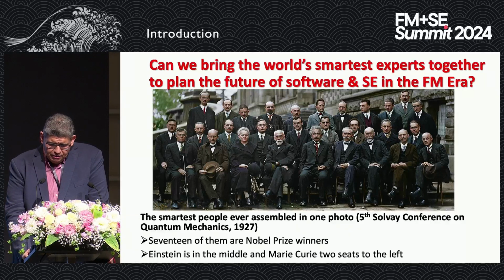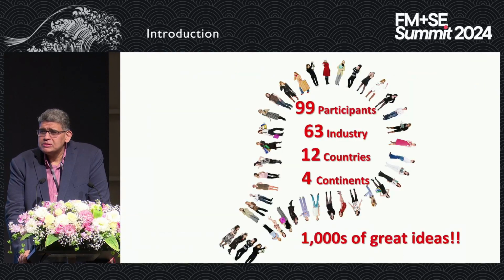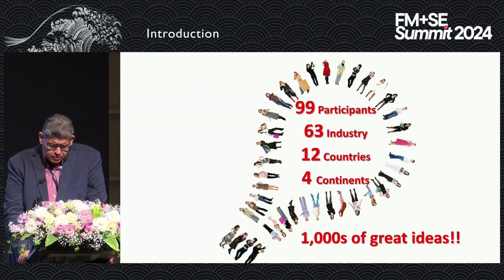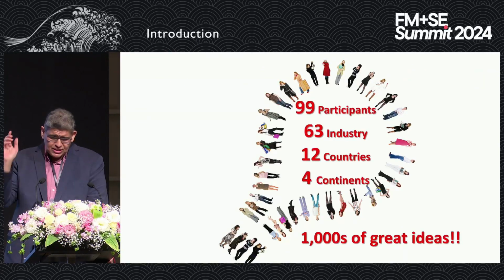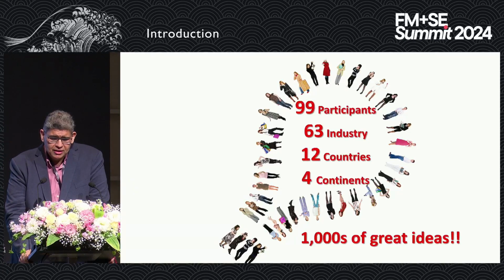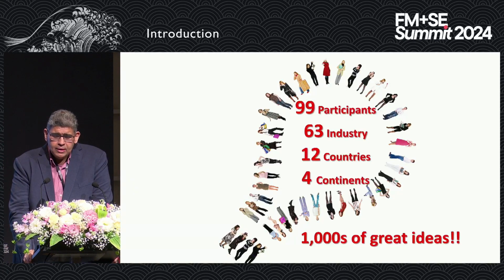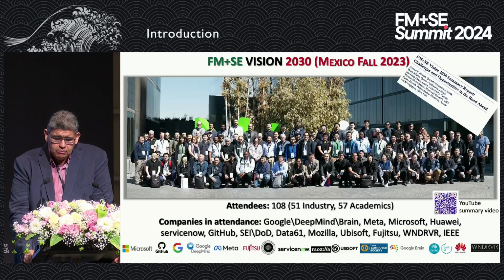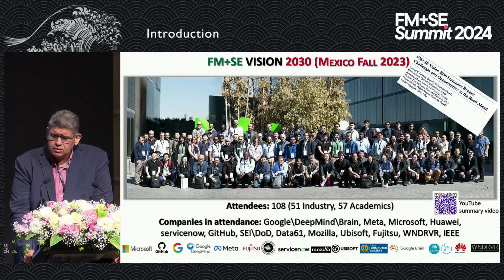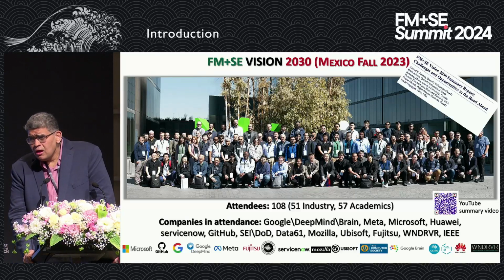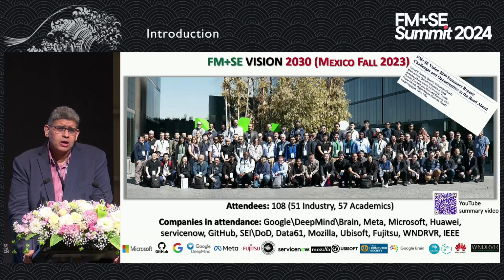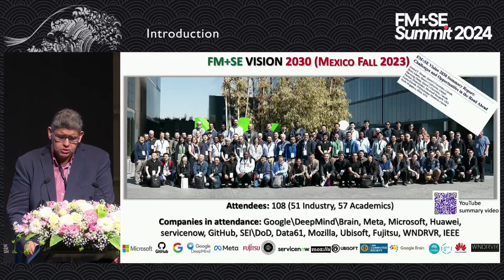So we wanted to bring them all together, and today, we brought in 99 participants coming in from 63 companies. So there's 63 of you that are coming from industry, okay? 12 countries, 4 continents. Now, this is part of a thing that we started last year. Last year in Mexico, we brought in 108 attendees. Around half of it was from industry, and the other half was from academia. This time we actually have 2/3 from industry and 1/3 from academia. I really want to emphasize, it's very important to have that discussion between industry and academia, especially in this domain.